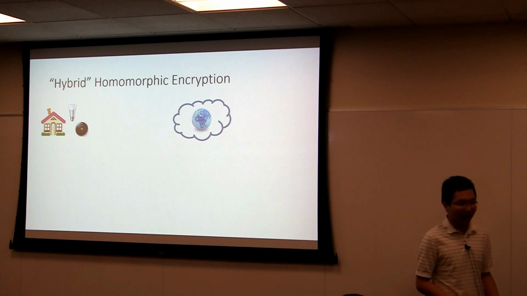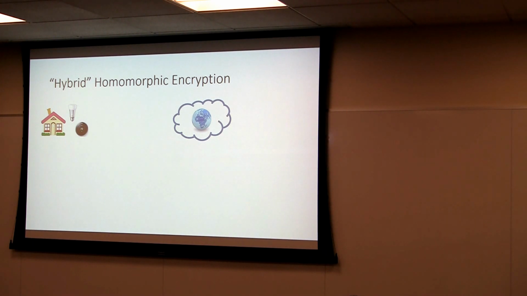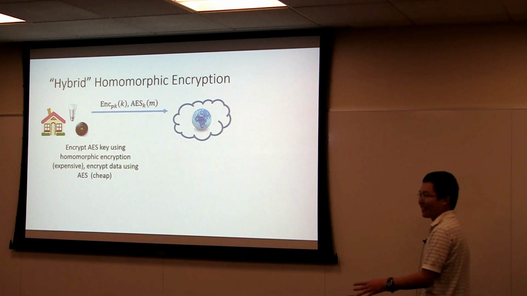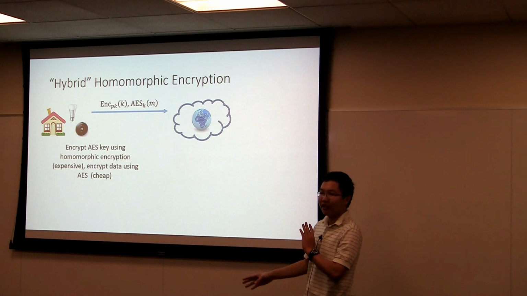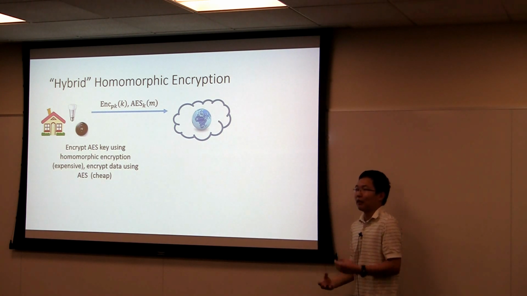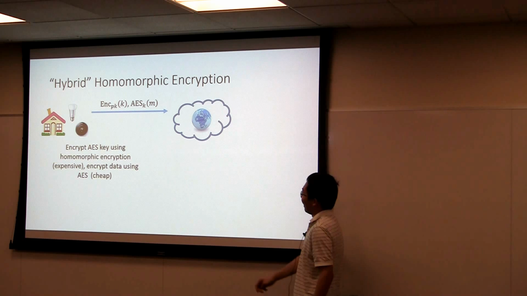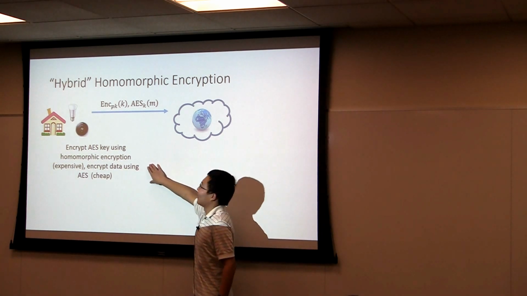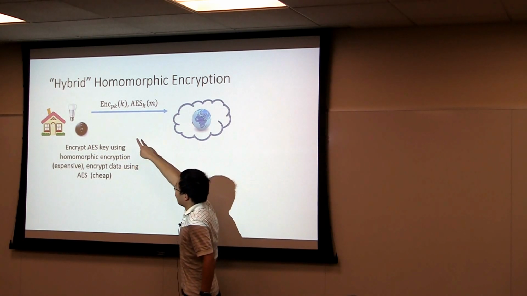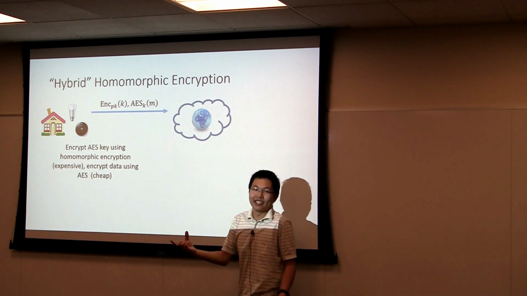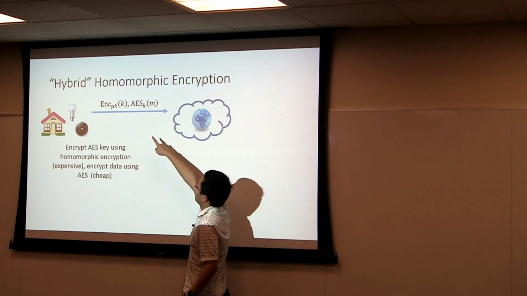So I think this is pretty relevant when we talk about the Internet of Things. So let's just do the standard thing, like what we do when we talk about how to do public key crypto for large amounts of data. We're going to encrypt the AES key using the homomorphic encryption. This is expensive, but the AES key is short. It's 128 bits.